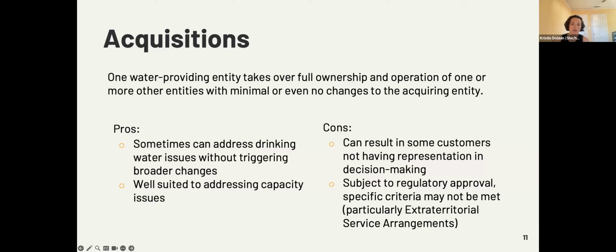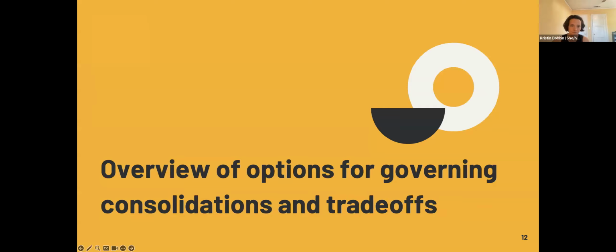So all of these considerations are things we need to be taking into account when we're talking about a specific consolidation project, whether we have options to do a merger or maybe extraterritorial service or acquisition, or whether or not we don't have any options. These are things we need to be thinking about for the project. So then before I hand it off to Greg, I'm going to go over the similar thing about options for governance of consolidated systems and the trade-offs involved in those.